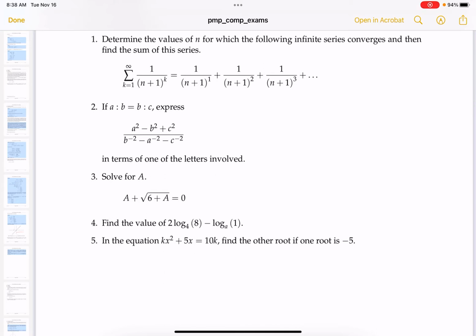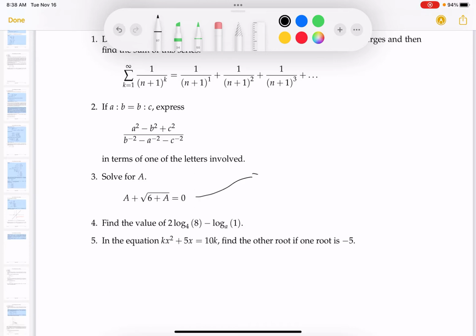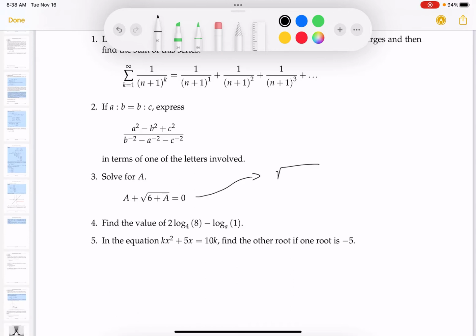I'm going to do 3 first. It says solve for A. And how would you do that? Well, just going back to some basic algebra. Your teacher's probably told you to isolate the radical. I'll put this down for you. Square both sides. It's a quadratic, so I use the quadratic equation or the zero product rule.